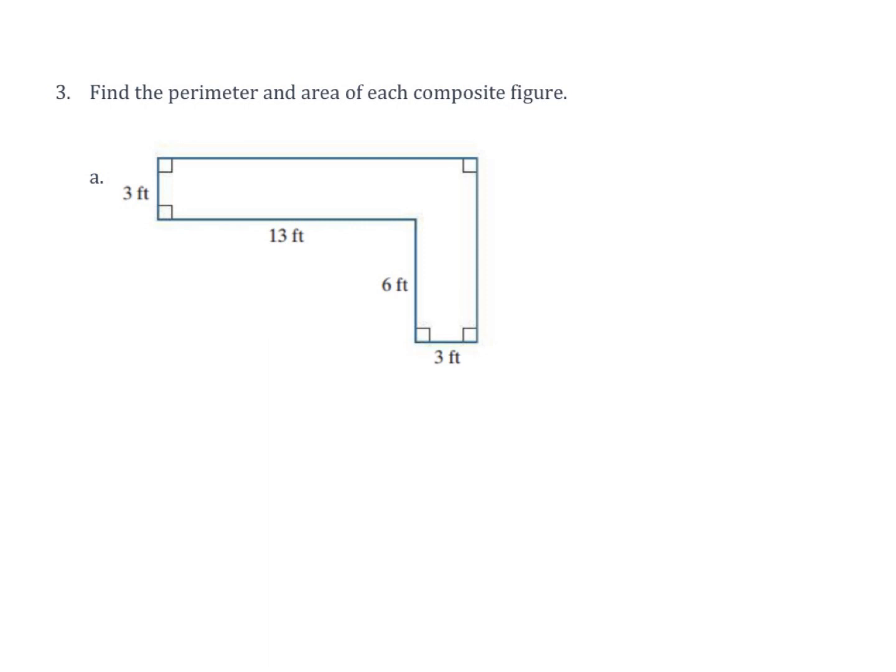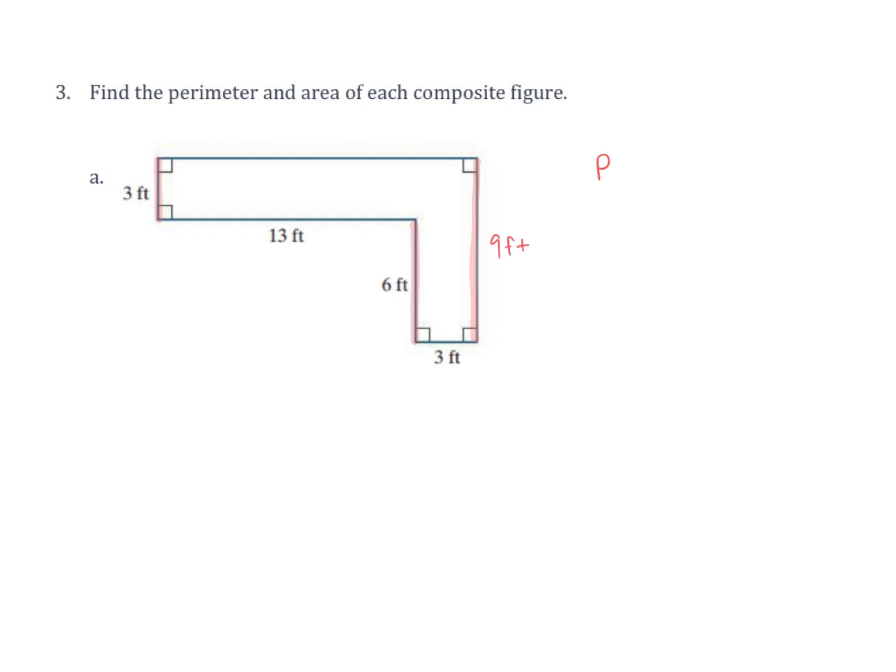And now we're going to find the perimeter and area of composite figures, which is multiple figures put together. And so first let's work on the perimeter. I need to be able to find all the sides, so I'm going to try and figure out this side right here, which is going to be the sum of this side and this side. So I can add 3 plus 6 and I get 9 feet over here.